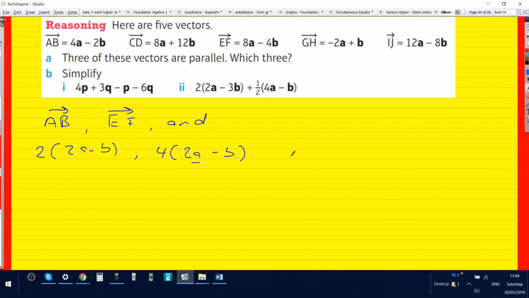Well, what does EF factorize to be? Oh, sorry, we did that one. The IJ? 4. And yeah, 4, 3A minus 2. So that's not it. Right. Okay. That's right.